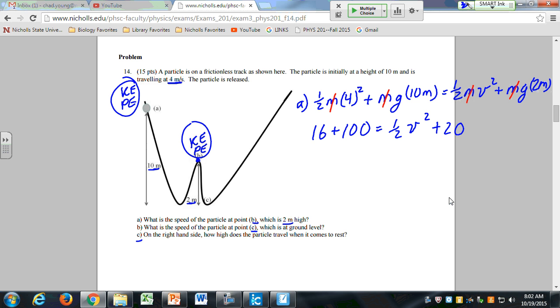116, that's, oh yes, yeah, you're right, 8, I'm sorry. And then so that's 108 minus 20, 88 times 2 is equal to v squared, which is whatever it is, it doesn't really matter what the number is. But that's how you would solve it.